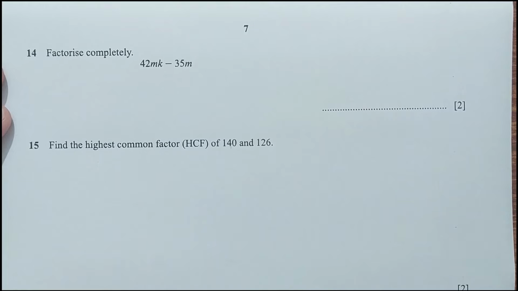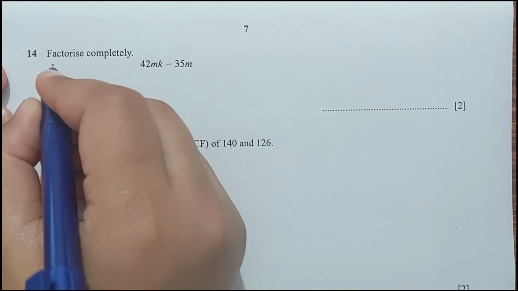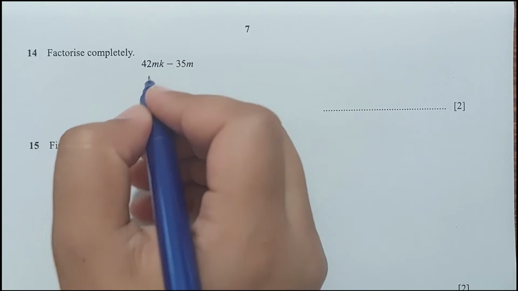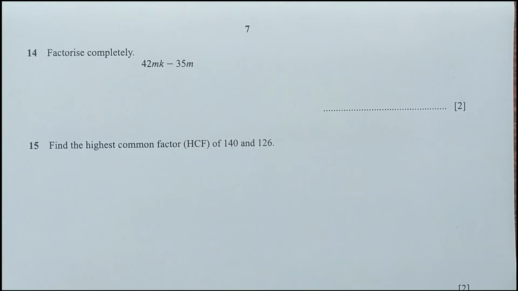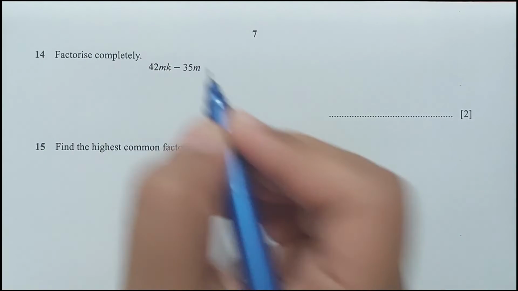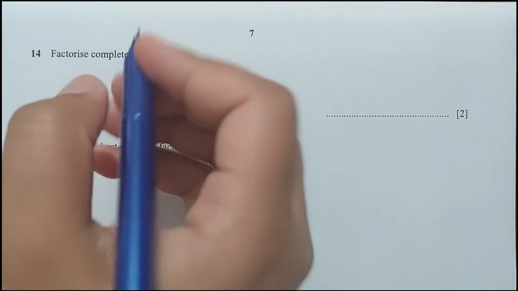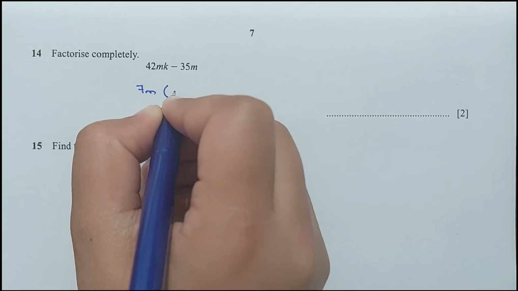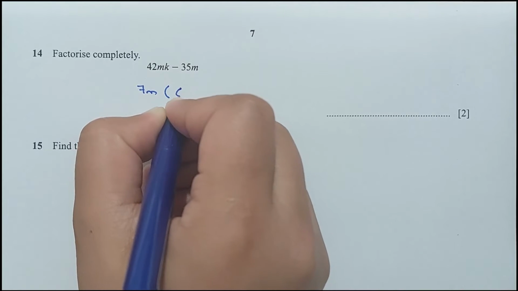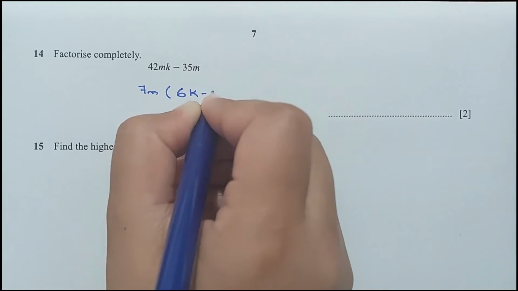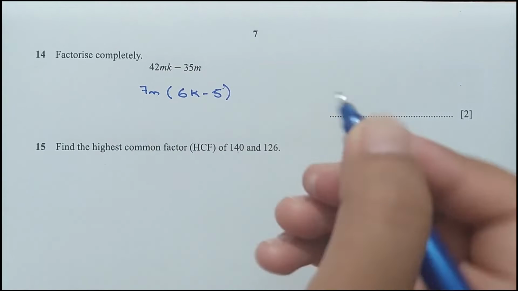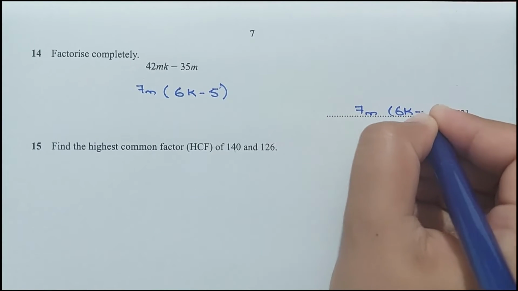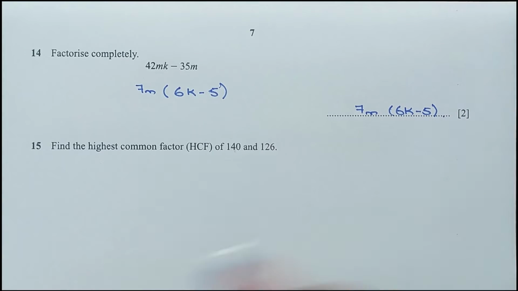Now question number 14, factorize completely. 42mk minus 35m. First, m is common, right? And 42 and 35 are multiples of 7. So 7m is common. 7 times 6 is 42, so k is left, and 7 times 5 is 35. So 7m into 6k minus 5 is the complete factorization.